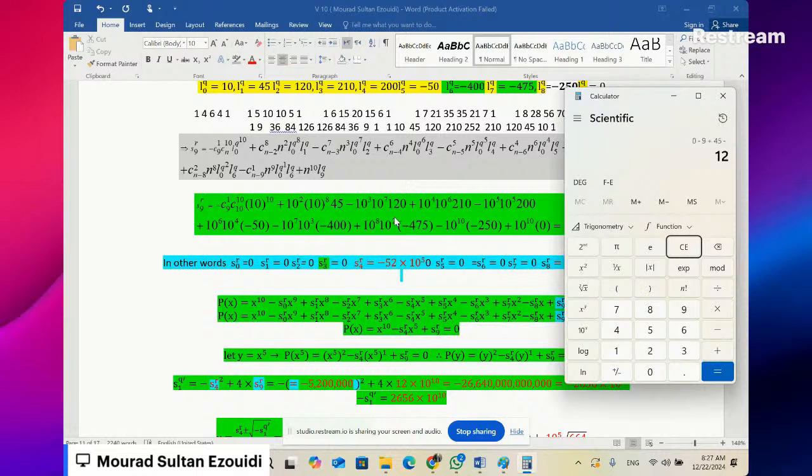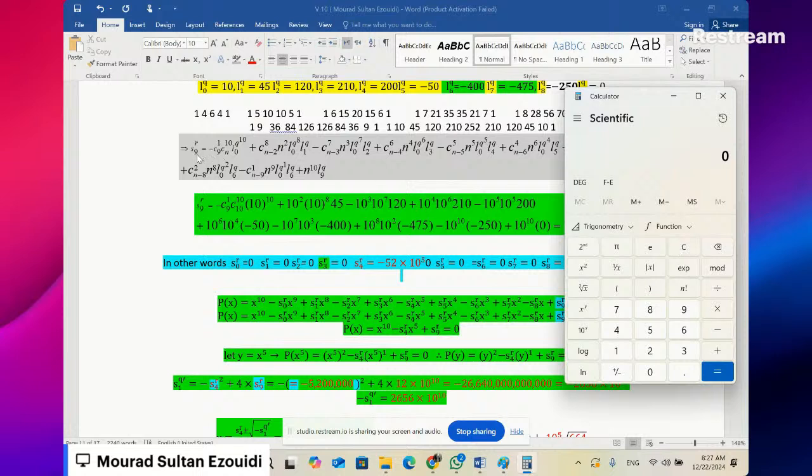minus 120 plus 210 minus 200 minus 50 plus 400 minus 475 plus 250. This one is equal to, my kids, 51. So 51. Go back and check it out.